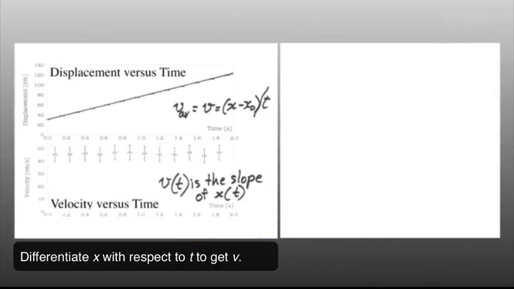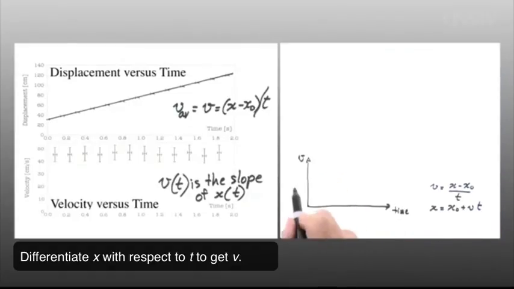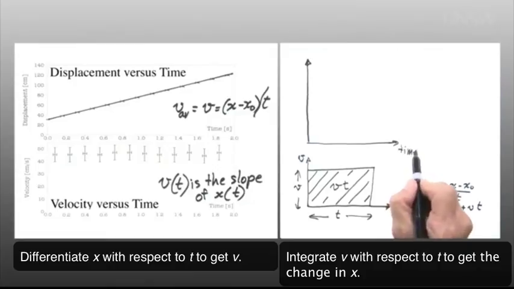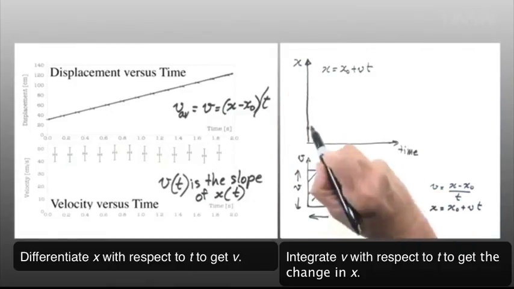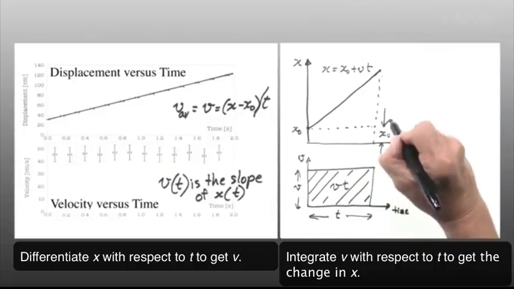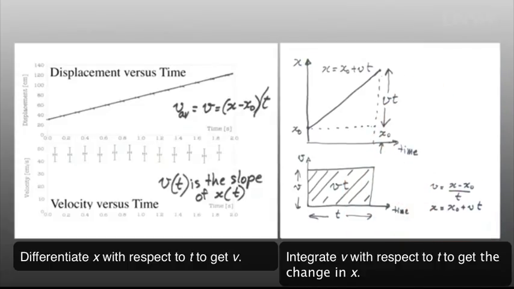Going in the other direction, we can rewrite v equals x minus x0 over t and rearrange it to give x equals x0 plus vt. This shows me how to get from velocity to change in displacement. The term v times t is the area under the velocity versus time graph.